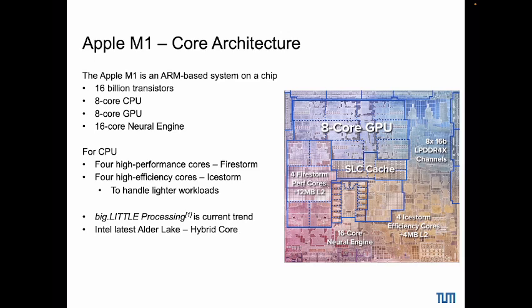On the chip here you can see that the 8-core GPU takes quite some space on the chip, right? This is the last level cache here. Then we have the high-performance cores here, and these are the efficiency cores. There is a neural engine, and here are the interfaces to the memory, DDR4 memory.